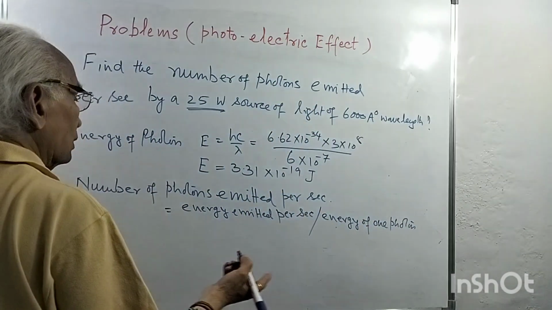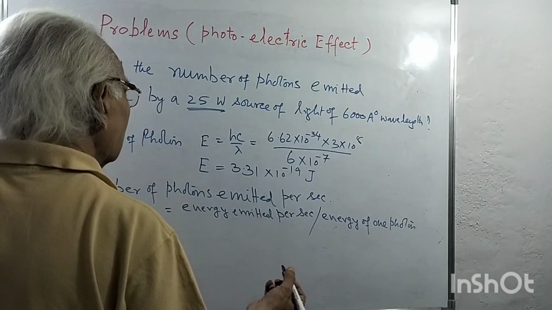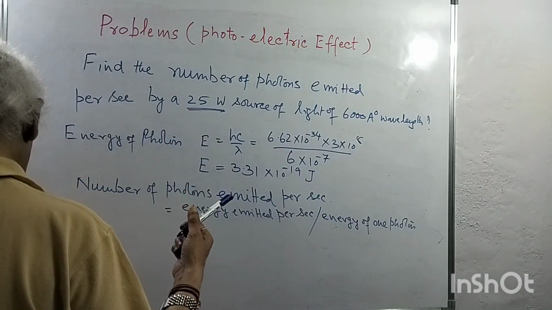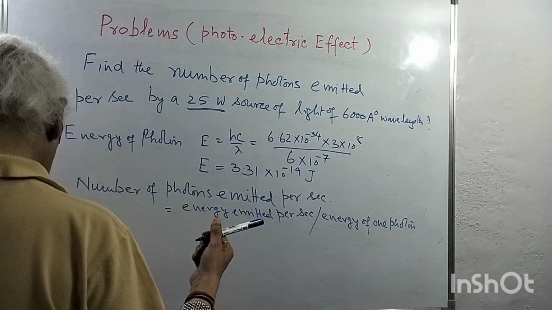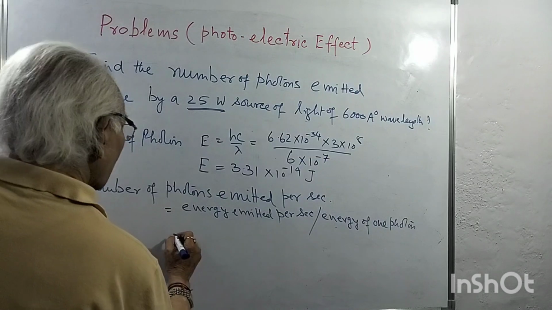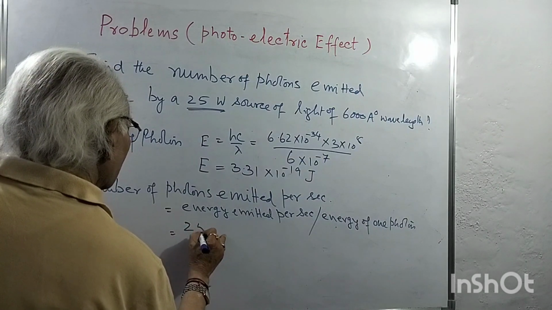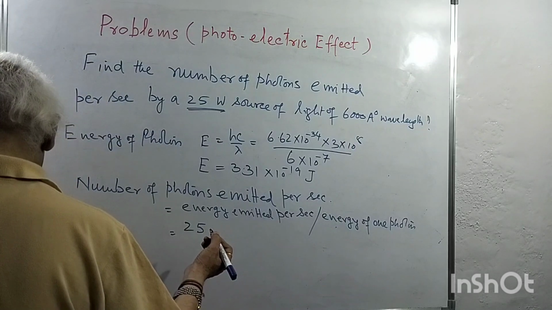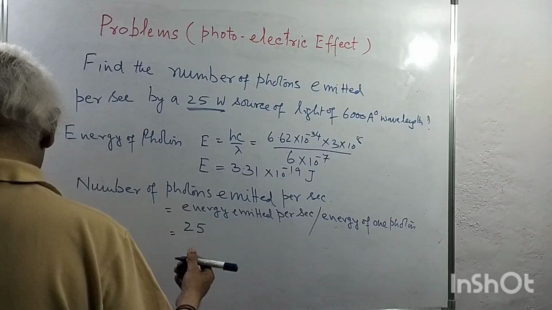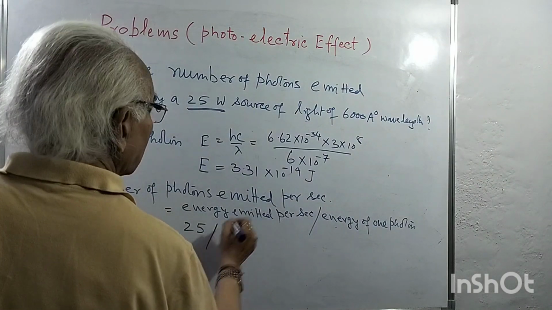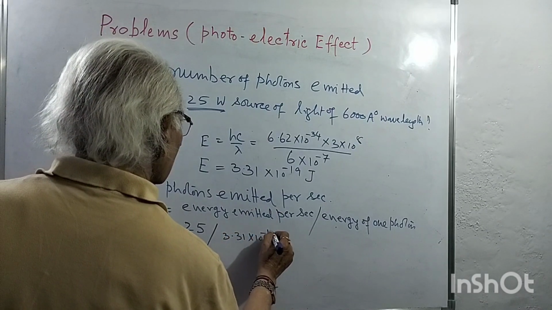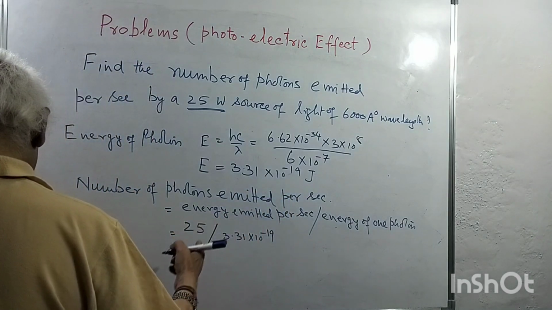So the number of photons: the energy emitted per second comes from the power. That is the energy emitted per second, which is 25 watt, a 25 watt source. And the energy of 1 photon is 3.31 into 10 to the power minus 19. So this will give you the number of photons.